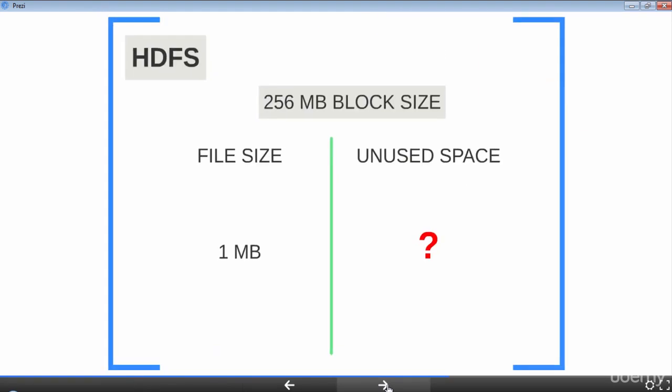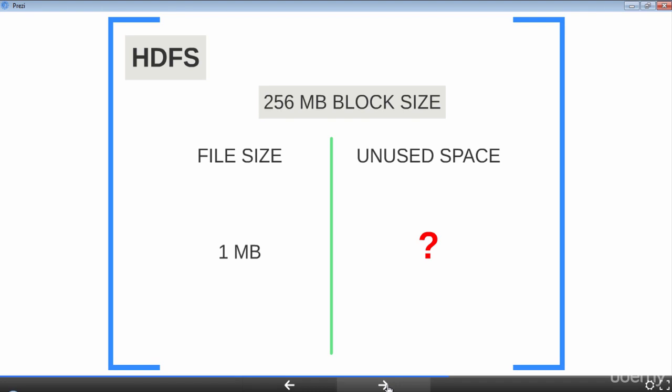Now, answer this. Let's say the configured block size of your HDFS in your Hadoop cluster is 256 MB. Let's say you uploaded a file which is 1 MB in size. Does HDFS still allocate 256 MB, leaving 255 MB unused? That's a great question, isn't it?